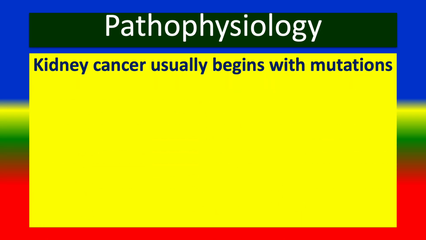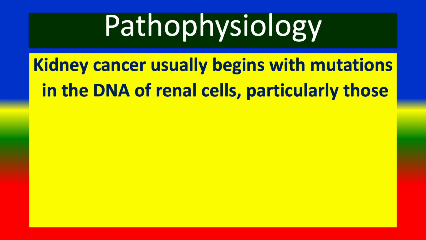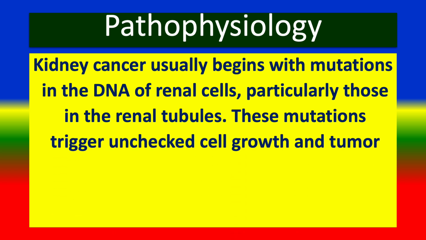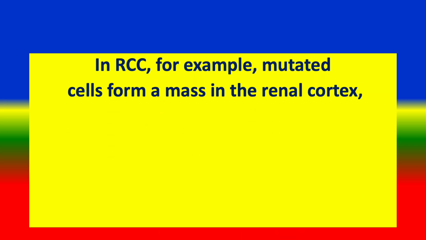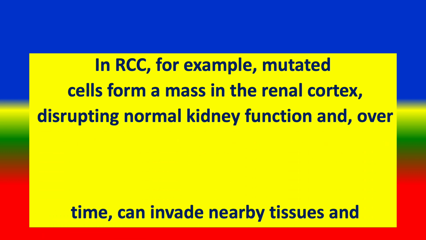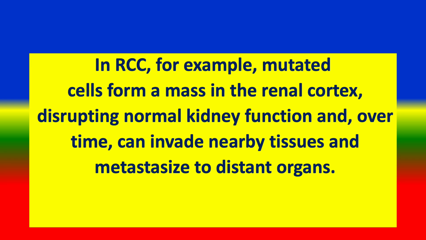Pathophysiology. Kidney cancer usually begins with mutations in the DNA of renal cells, particularly those in the renal tubules. These mutations trigger unchecked cell growth and tumor formation. In RCC, for example, mutated cells form a mass in the renal cortex, disrupting normal kidney function, and over time can invade nearby tissues and metastasize to distant organs.